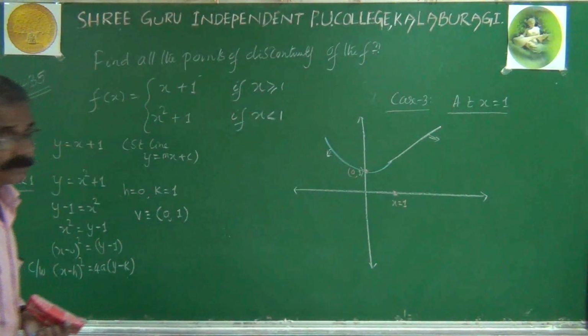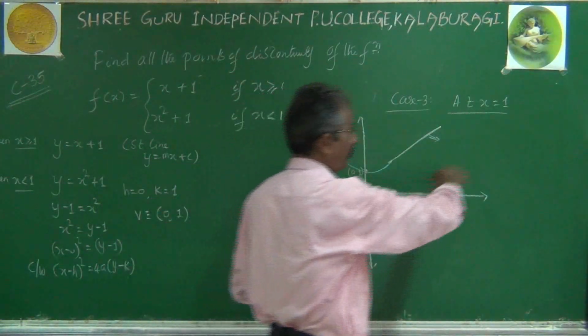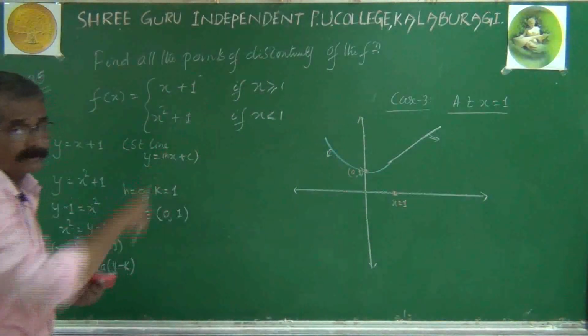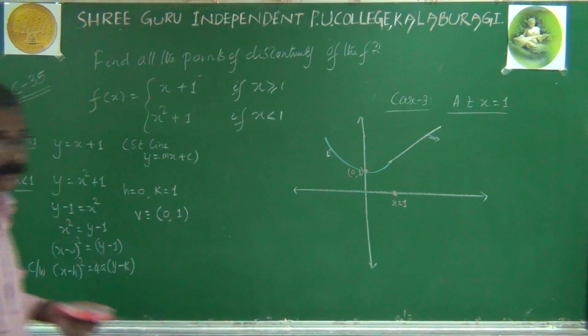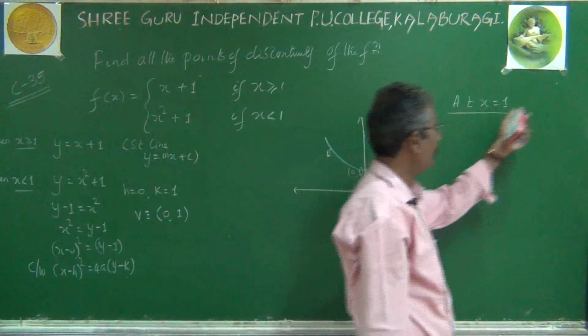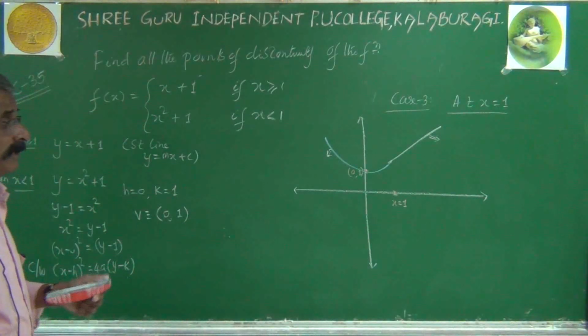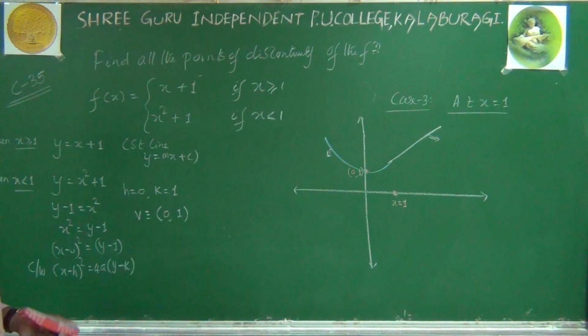What we can observe is that you take any values of x from minus infinity to plus infinity, you can get continuity in this graph. There arises no discontinuity. Means on this graph, each and every point is a point of continuity. Hence, this function has zero points of discontinuity, or no point of discontinuity.